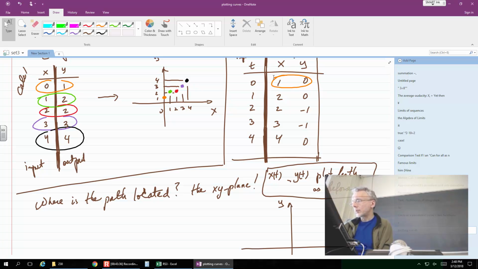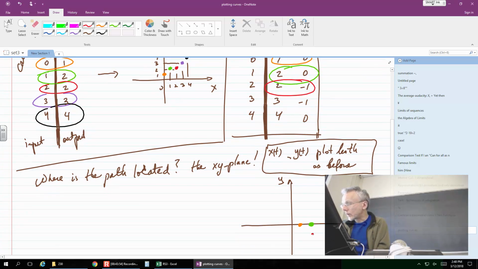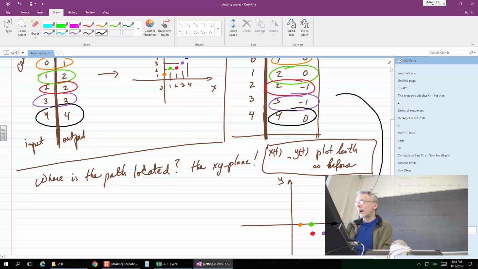Okay, so then I'm plotting 1, 0. That's my first point. The second one is 2, 0 here, the second point. The third point is 2, negative 1. So 2, negative 1 here, the third point. The fourth point is 3, negative 1. 3, negative 1 here. And finally 4, 0 is here. So this data is plotted here.